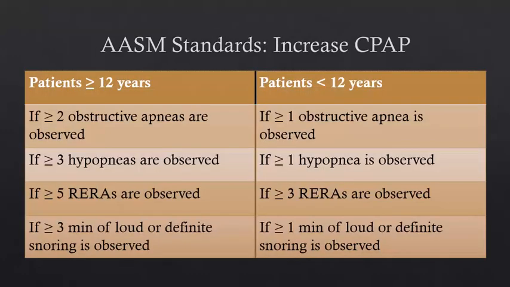The ASM published when the CPAP should be increased, and that's when 2 or more obstructive apneas are observed, 3 or more hypopneas, 5 or more RERAs, or 3 minutes or more of loud indefinite snoring. Typically, that's the minimum that we should see in order to increase CPAP. This is the minimum set forth by the ASM for when CPAP should be increased.